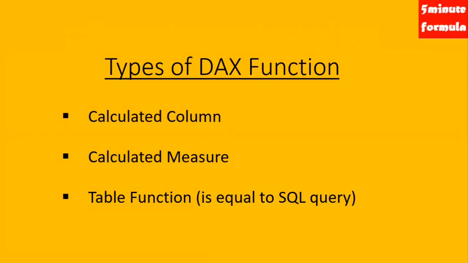And how many types of DAX functions are available? There are three types of DAX function. The first one is calculated column. The second one is calculated measure. And the final one, table function. The table function is equal to an SQL query. So whatever SQL query we are using, it can be converted into a table function.